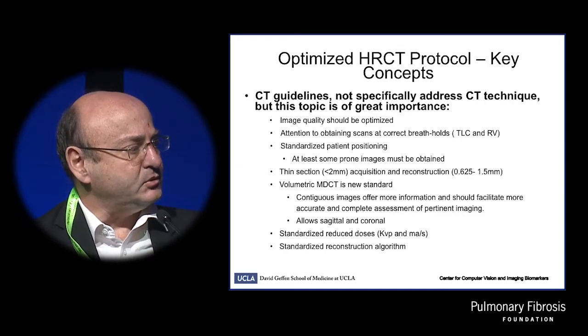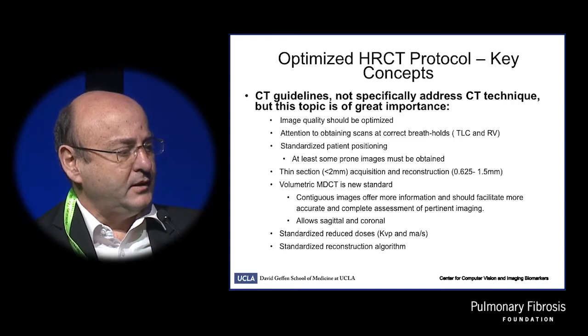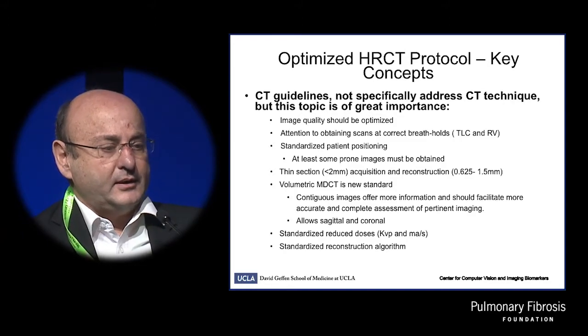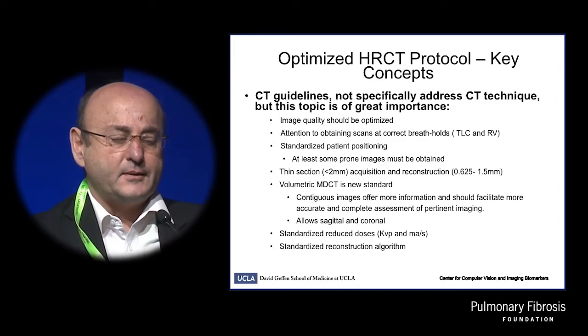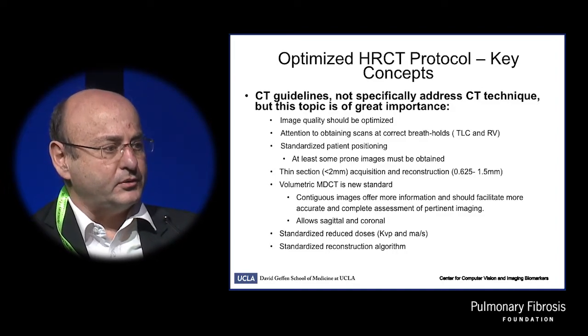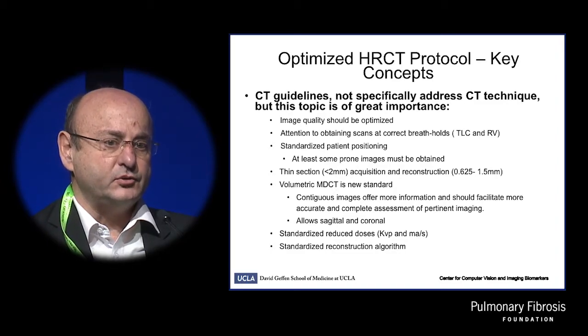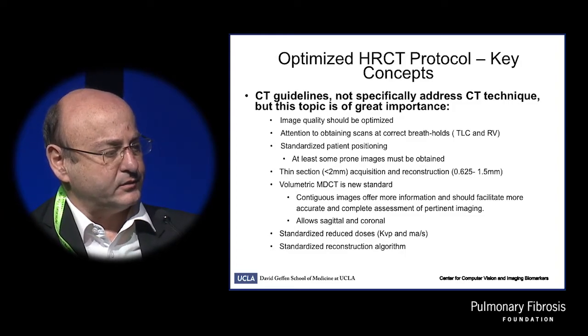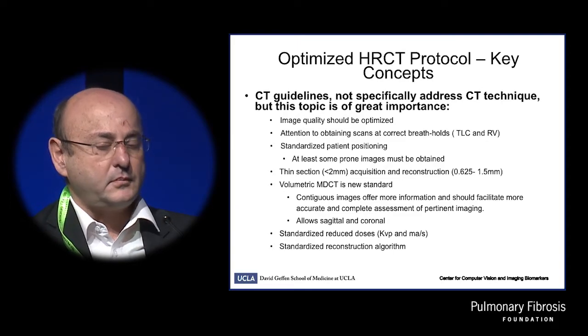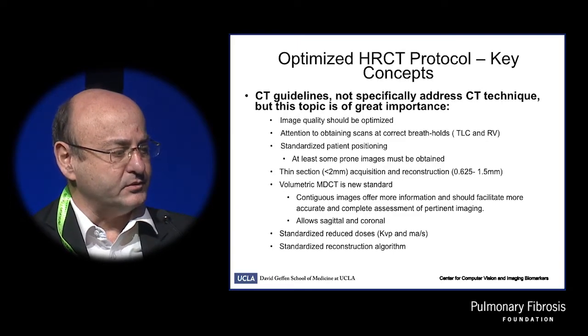So we now know that image quality should be optimized. We really believe that the breath hold should be optimized. You wouldn't do a lung function test without making sure your breath hold was correct. And similarly, for CT scans, you want to make sure that you're acquiring them at a good maximum breath hold and a maximum expiration, TLC and RV. You should definitely acquire some prone images.